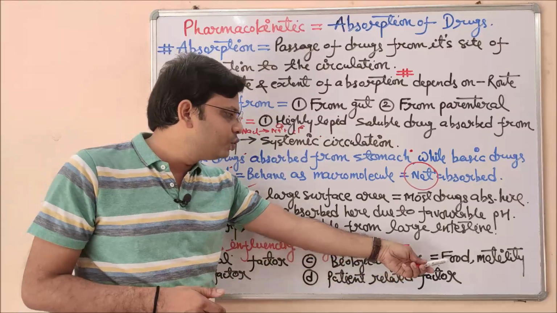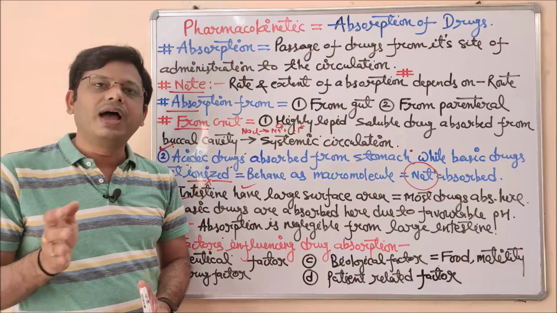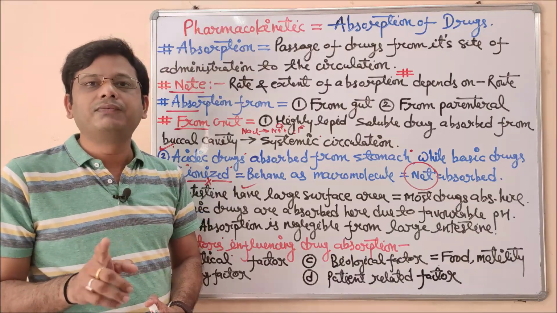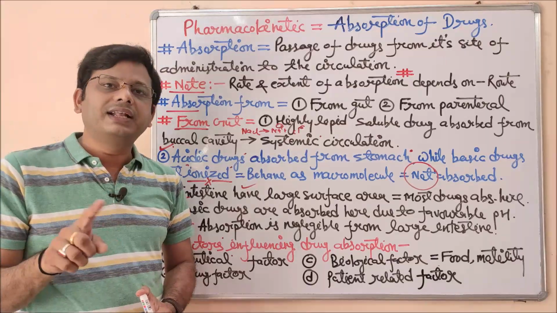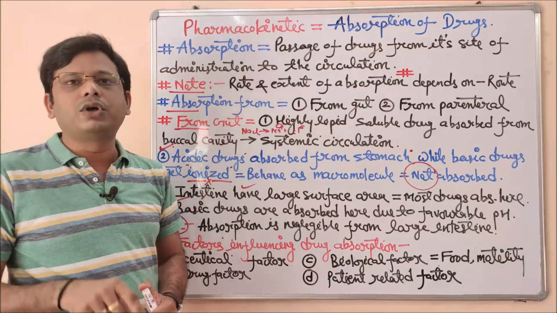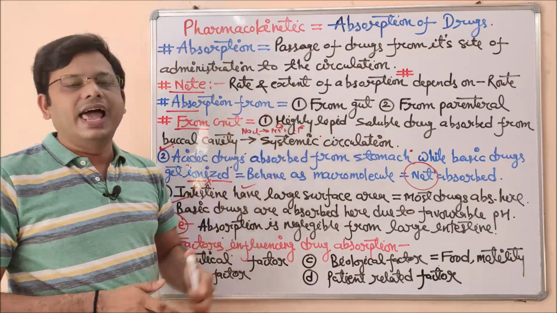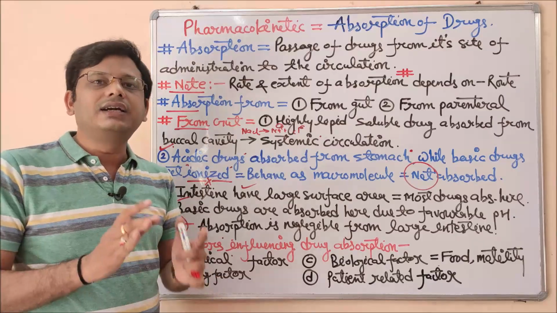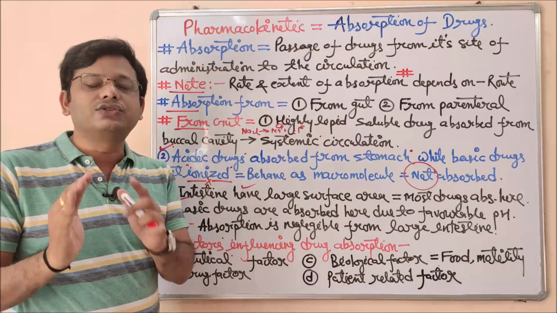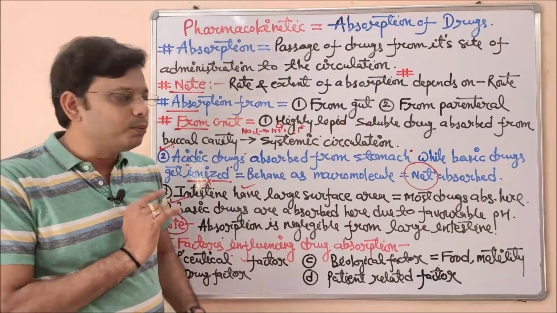Under the biological factor, we should understand the effect of food and the effect of GI motility. If you have eaten something which is not favorable for drug absorption, that may hinder the absorption process. But if I have taken some food which may facilitate the absorption of that drug, that can increase the bioavailability, the rate and extent of the drug. So this is important. Food may affect the drug in two ways, either increase or decrease its absorption, and the effect is totally proportional to the absorption area.